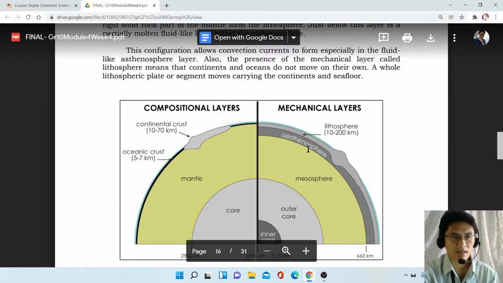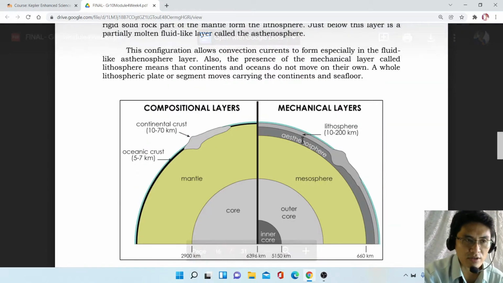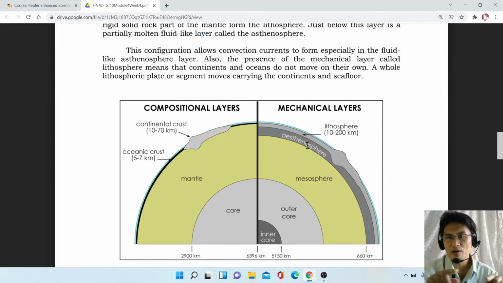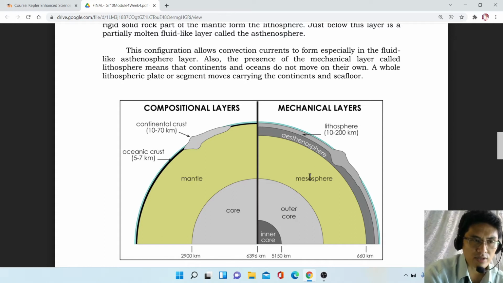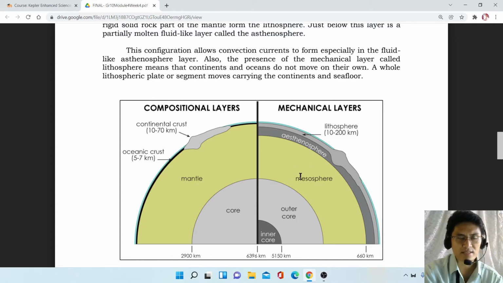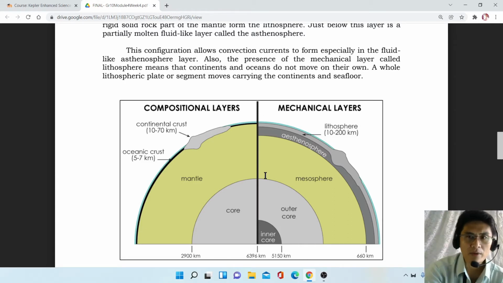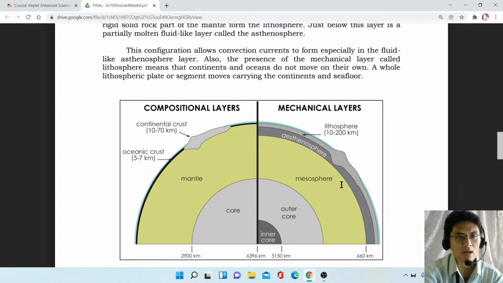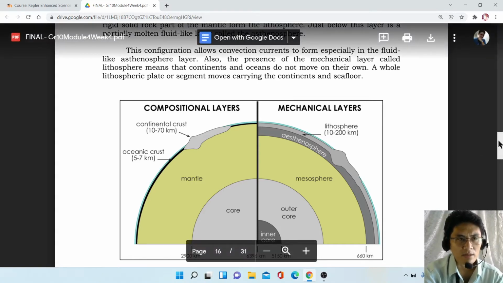Some scientists say that convection currents only appear in the asthenosphere because it's the asthenosphere that is fluid-like. But some would also say, well, there's also motion in the mesosphere, although it's not fluid-like, but maybe it could be whole structures of rock moving. So it's like a fluid, but at a more macro scale, so to speak. But it doesn't really matter.